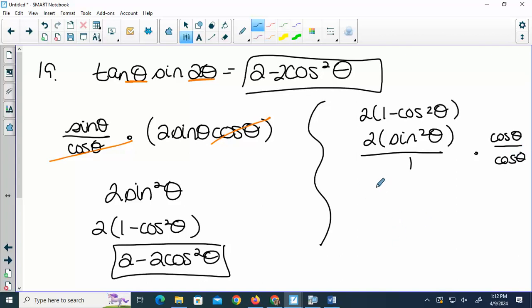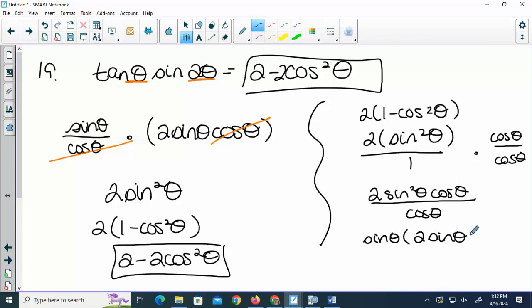So if we do that, we have a 2 sine squared theta cosine theta over cosine theta. If you took out a sine on the top, then you have 2 sine theta cosine theta, and I'm going to put my cosine here. So sine over cosine is tangent. 2 sine theta cosine theta is sine 2 theta. That's my answer.